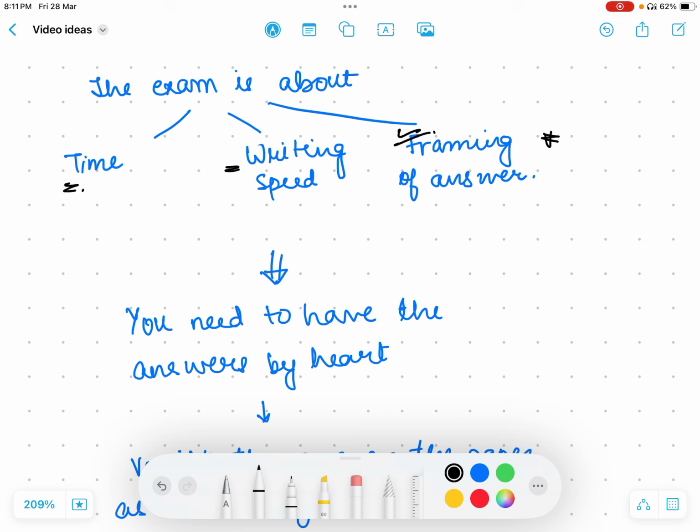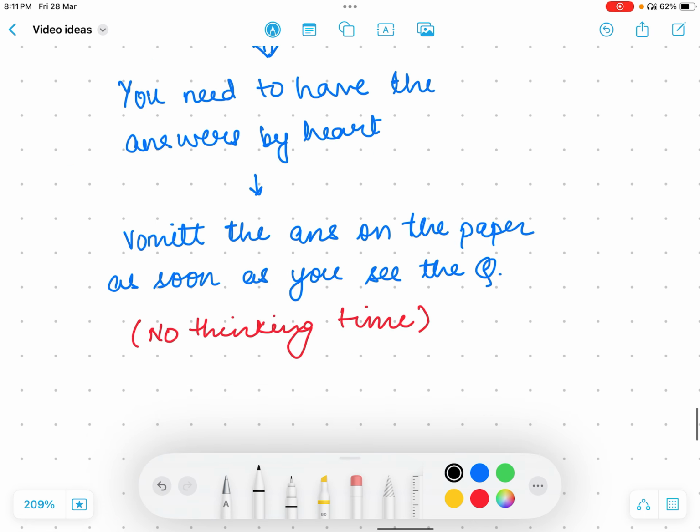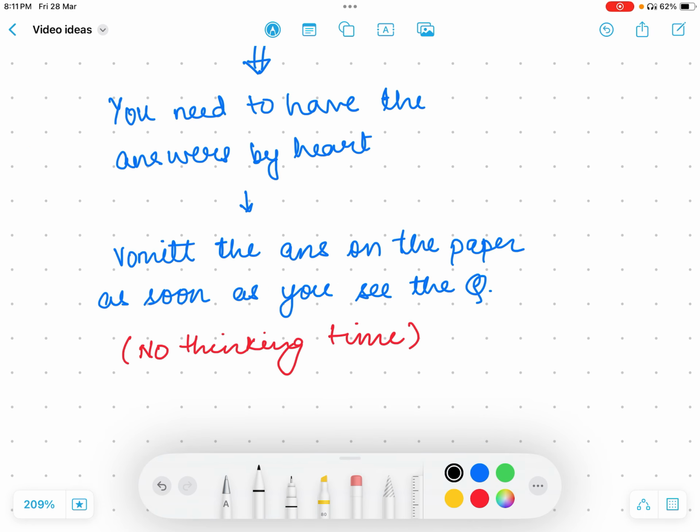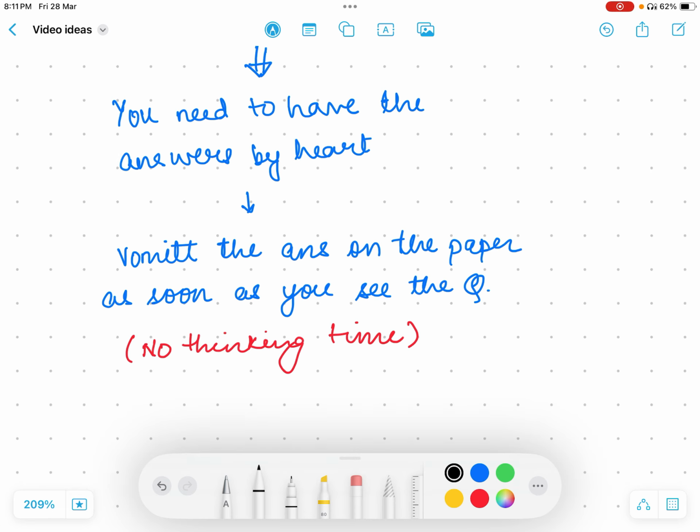There will be no time to think this also, that my hand is paining by writing so much so fast. You have to just vomit all the answers on the questions as soon as you see the question. There is no thinking time, right?